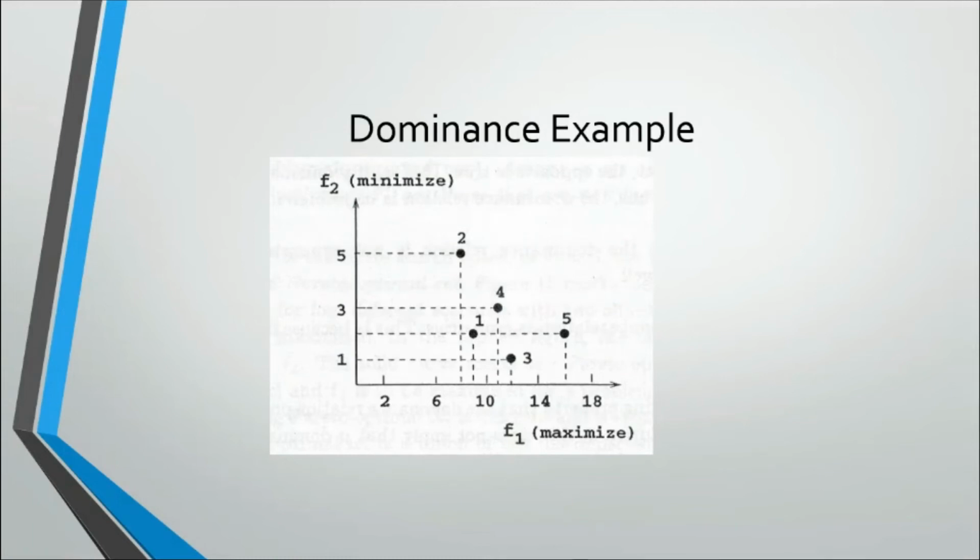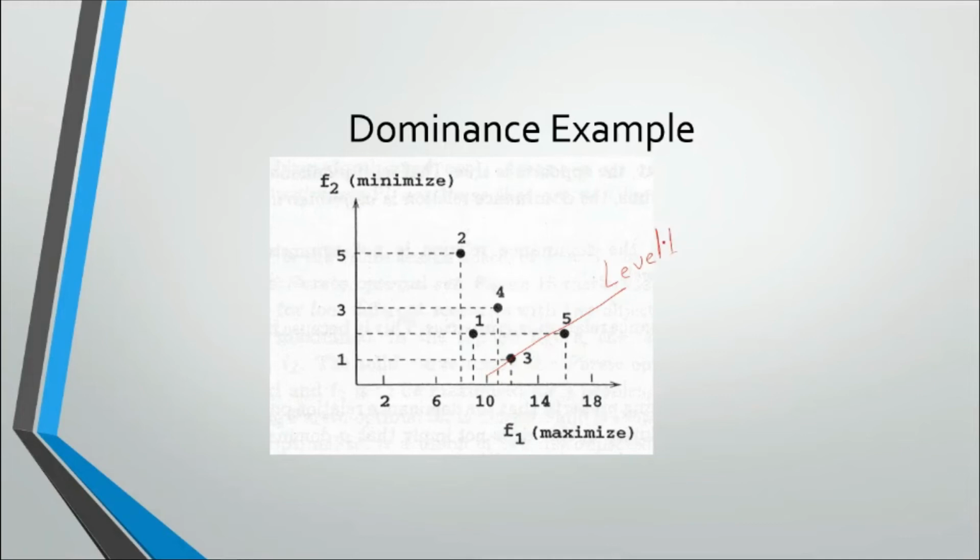So this is a case of maximization as well as a minimization condition. F2 is a minimization and F1 is a maximization. Maximization means it has to be towards the right end, and minimization means it should be towards the bottom end. So these two particular solutions form a level 1 solution.